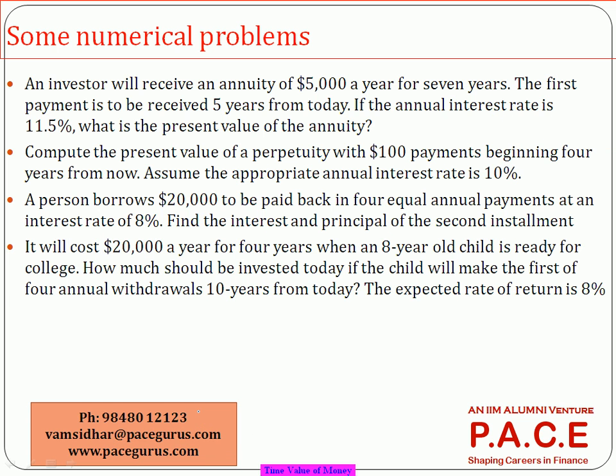A person borrows 20,000 to be paid back in 4 equal annual installments at an interest rate of 8%. Find the interest and the principal of the second installment. Amortization is the mechanism that I have to use. So first of all, I need to find out what is the PMT. How do I find out the PMT?